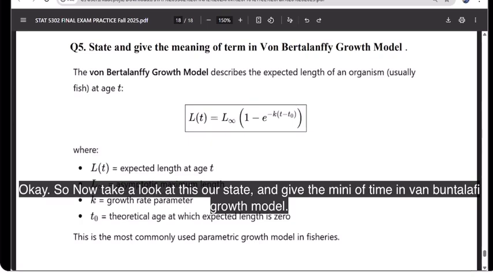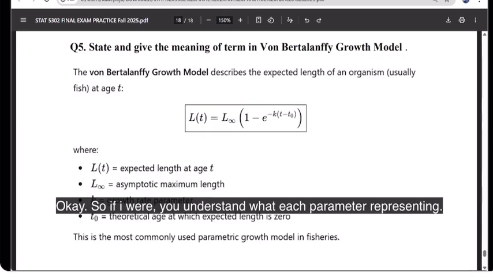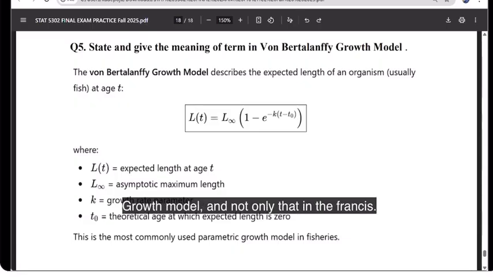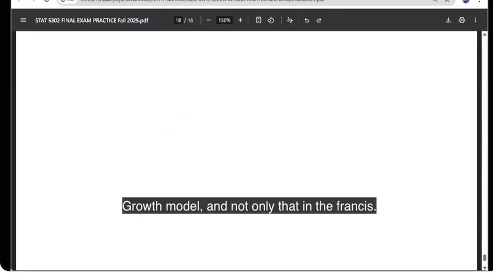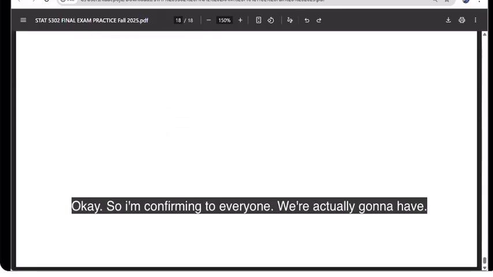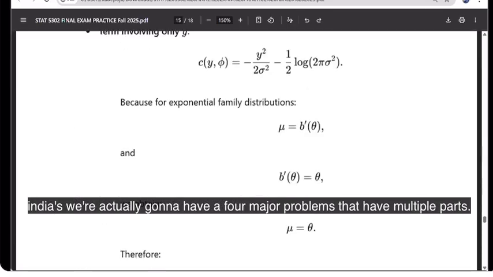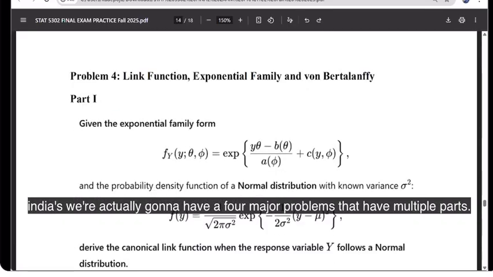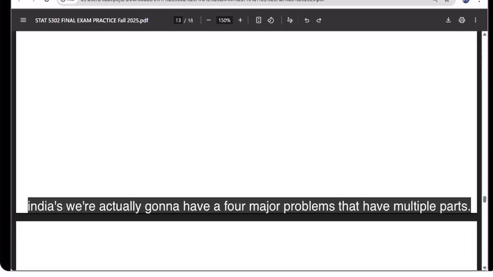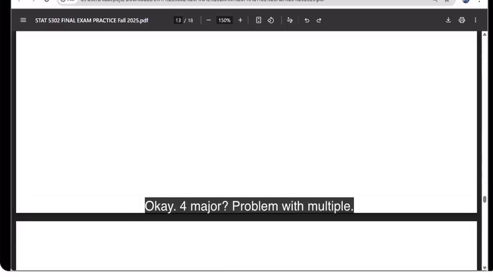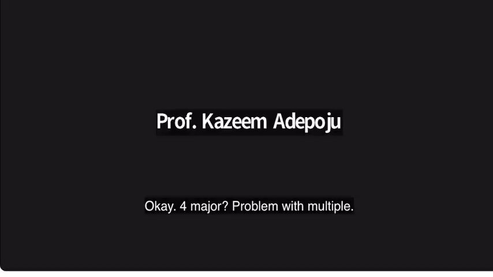State and give the meaning of time in the Von Bertalanffy growth model. If I were you, I would understand what each parameter represents in the Von Bertalanffy growth model, and not only that, in the Francis. I'm confirming to everyone that in the exam we're going to have four major problems that have multiple parts.